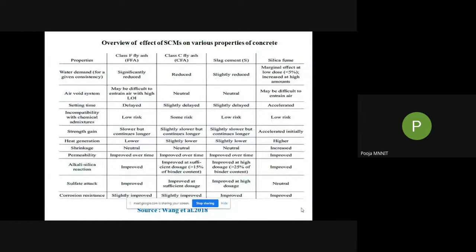These are the overview of the effect of supplementary cementing material on the various properties of the concrete. Properties like water demand, air void systems, compatibility with chemical admixture, strength gain, heat generation, shrinkage, permeability, alkali silica reaction, sulfate attack, and corrosion resistance, as per Wig et al., 2018.